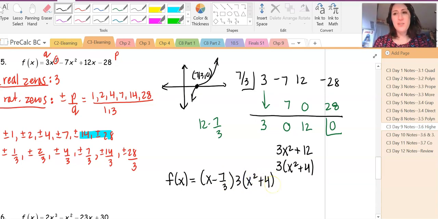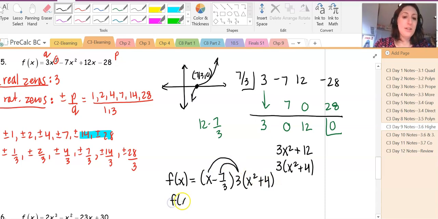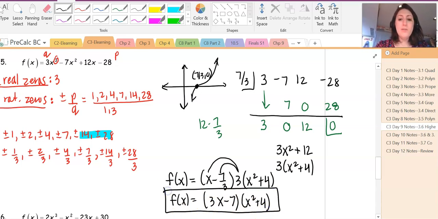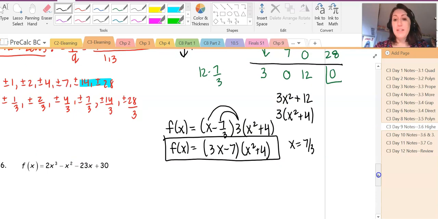But then what we're going to do, because this doesn't look very nice, is we are going to distribute this 3 to the x minus 7/3 so that we no longer have a fraction. So that's 3x minus 7, x squared plus 4. Here's your factored form. Notice when you do this, you do still get an x equals 7/3 as your solution, which is great. But now this one actually has those two imaginary solutions, right?